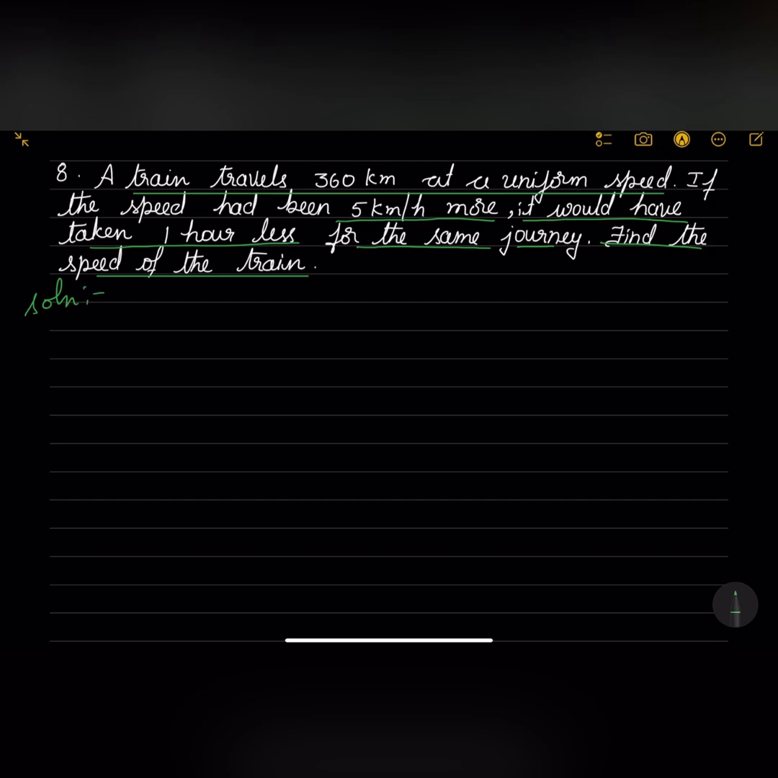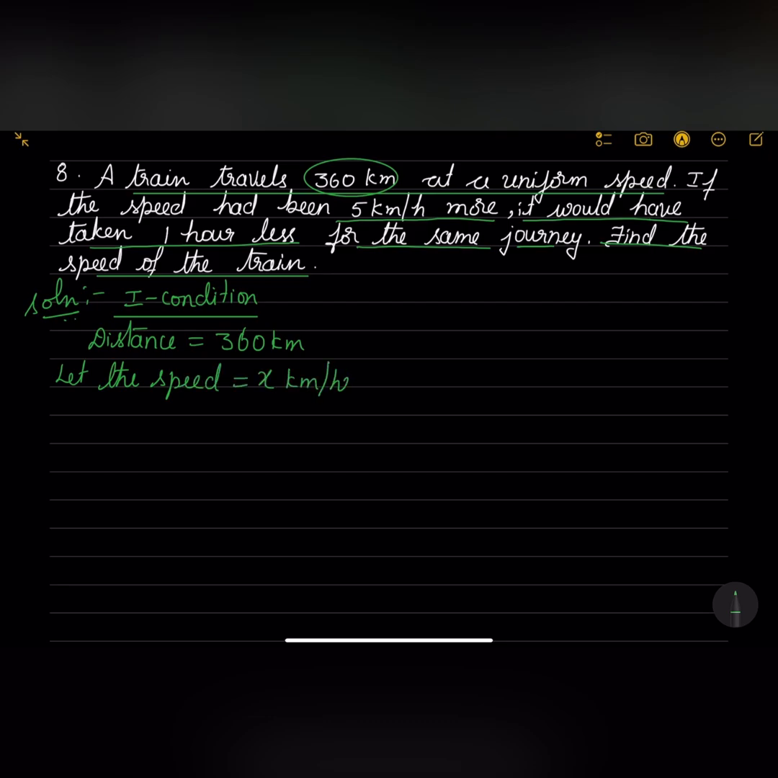This is very simple. Let us write down the things they have given for us first, then it becomes easy for us. Let us consider the first condition. What is the first condition here? The first condition is the distance is 360. The train travels 360 kilometers. So distance is equal to 360 kilometers. And then let the speed of the train be x kilometers per hour.